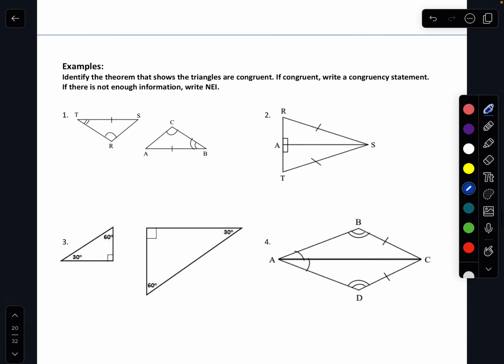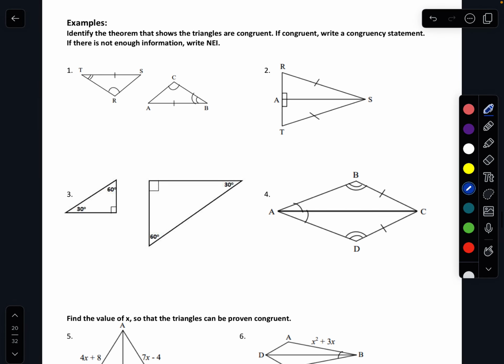So let's do some examples. All right, we're going to identify what's going on here. So here I see we've got a congruent angle. We have another congruent angle, and we have a non-included side. So those 2 triangles are congruent by the angle, side theorem.